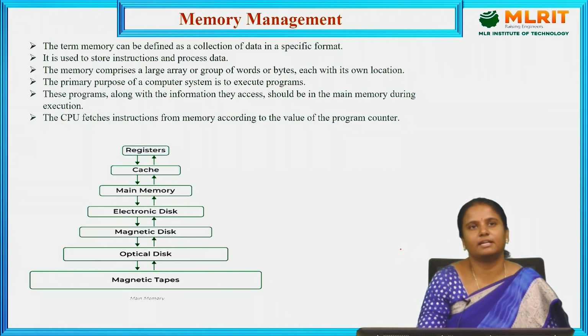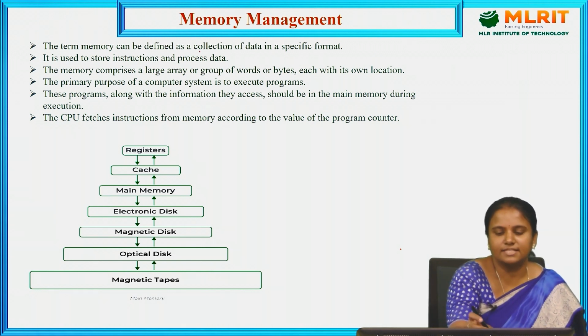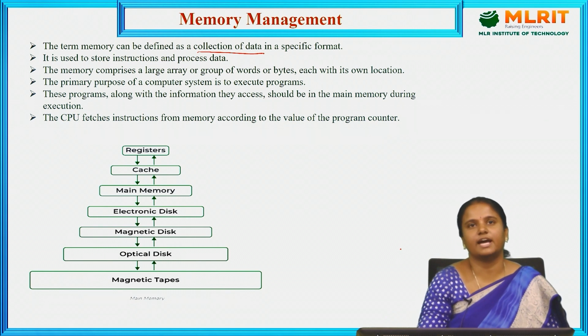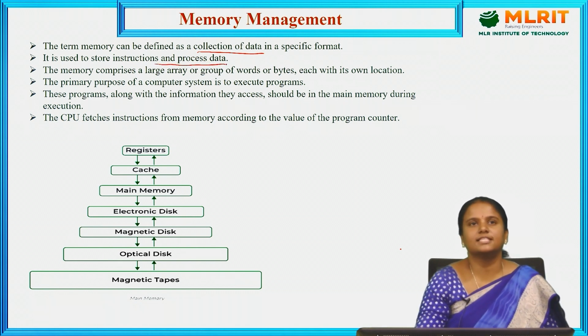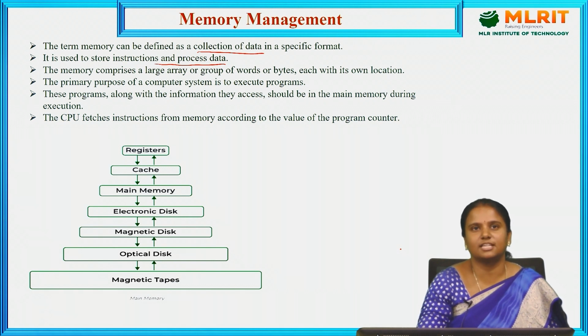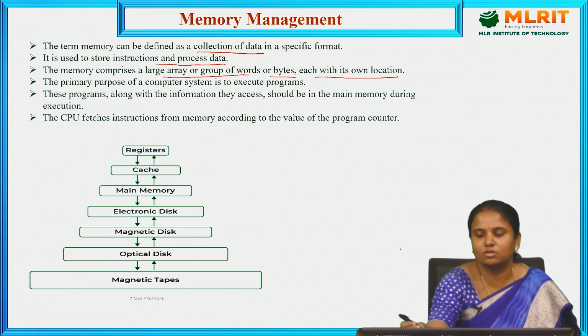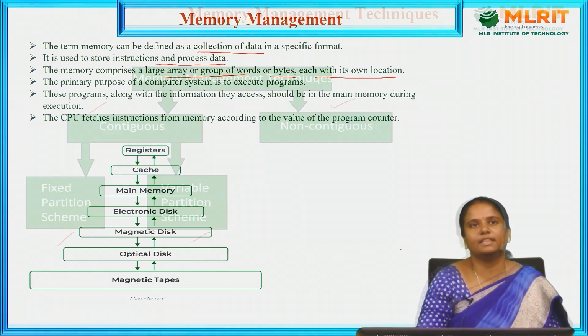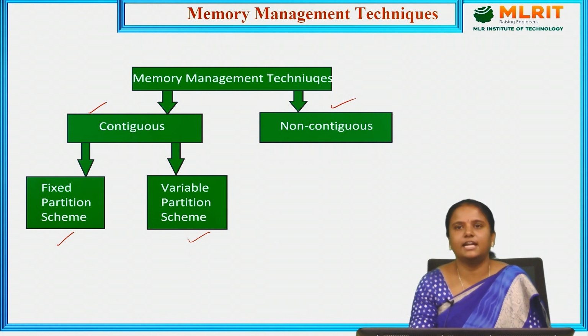So what is memory? The term memory can be defined as a collection of data in a specific format. Memory itself is nothing but a collection of data. It stores some data in a specific format. It is used to store instructions and process the data. The memory comprises a large array or group of words or bytes, each with its own location. Contiguous memory management has two types: fixed partition scheme and variable partition scheme. So let us see contiguous memory management.